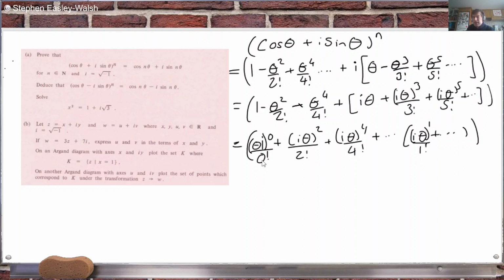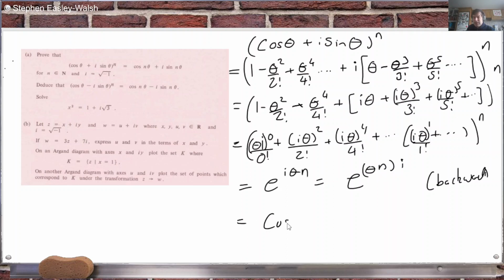And you'll notice that you have all the terms of the exponential function. You have 0, 1, 2, 3, 4, 5. So this will equal e to the i theta. Now, this all has an n on it, so this would equal e to the i theta n. So then by just going backwards here, except you can replace the theta with n theta, you get cos n theta plus i sine n theta.